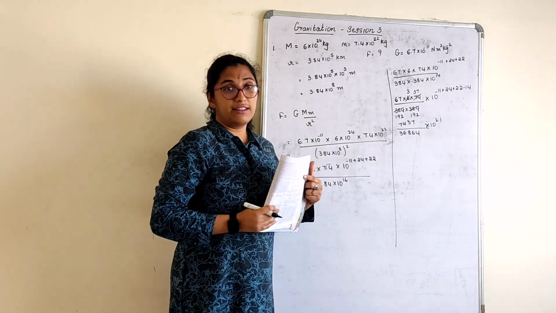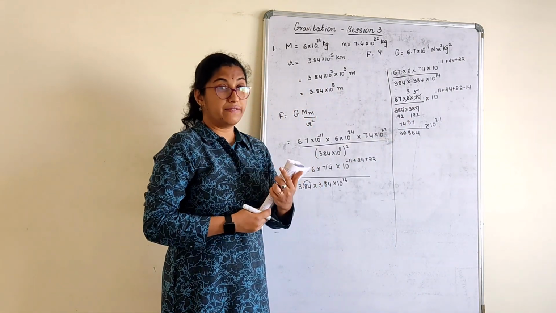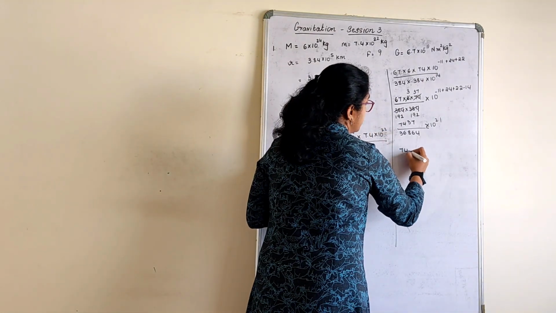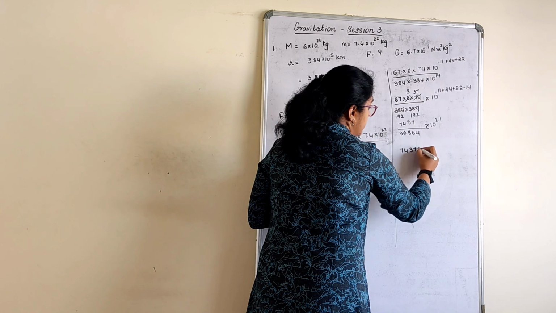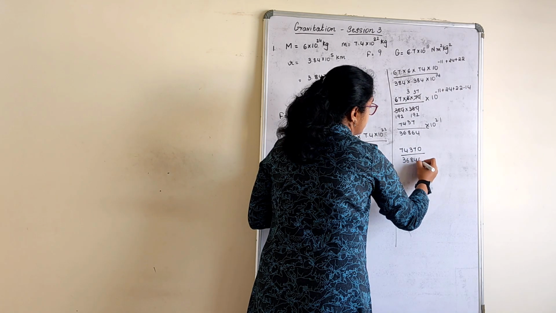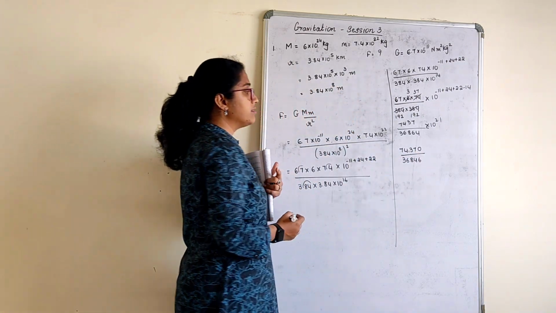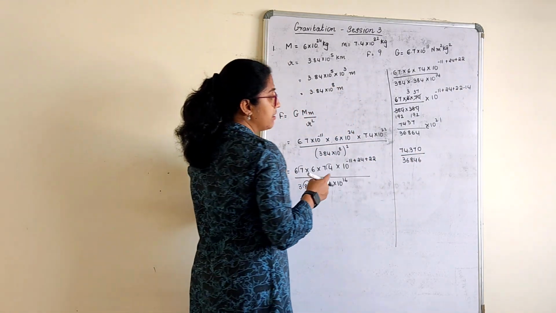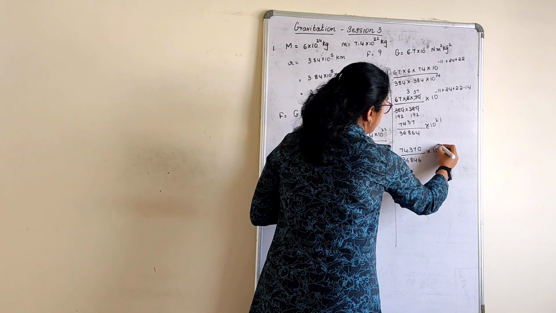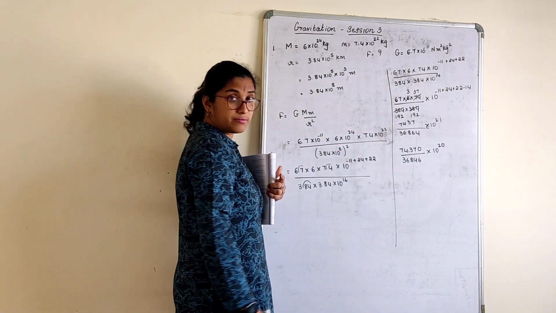The denominator is greater than the numerator, so multiplication or division will be difficult. We'll take 1 zero from that. 74370 divided by 36864 into 10 raised to 20.